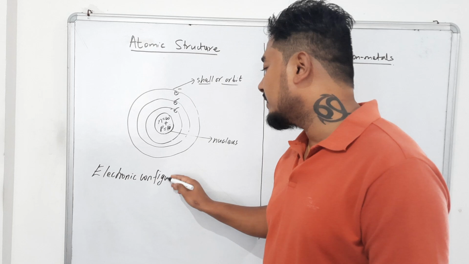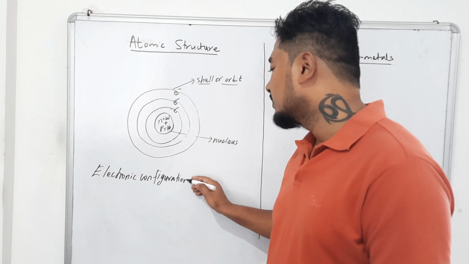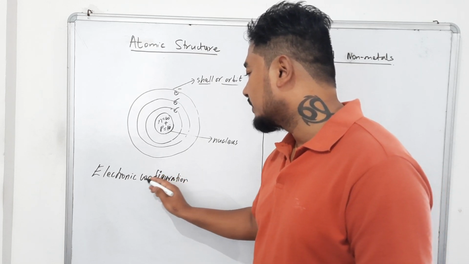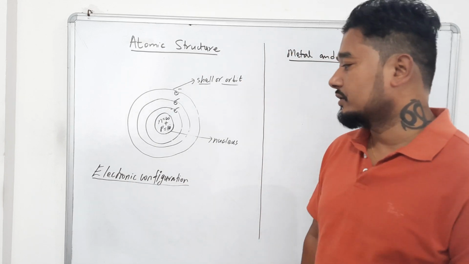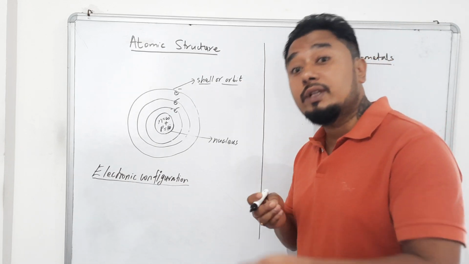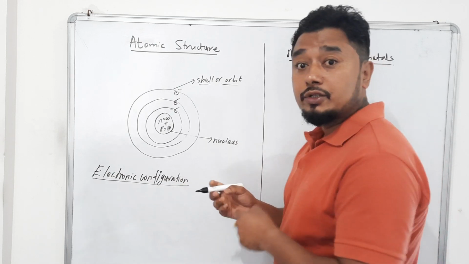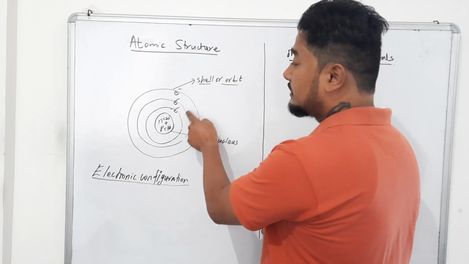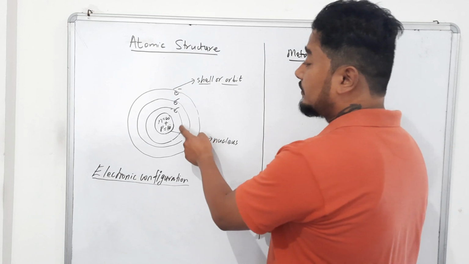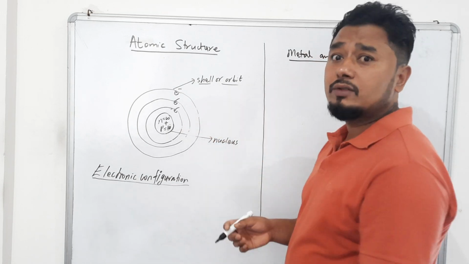So what is the meaning of electronic configuration? The distribution of electrons is called electronic configuration, students. So when you distribute the electrons in the shells, that is called electronic configuration. When you distribute the electrons, first shell, second shell, third shell, fourth shell, fifth shell, it goes on.